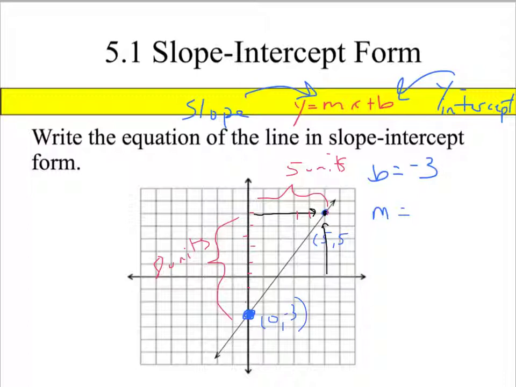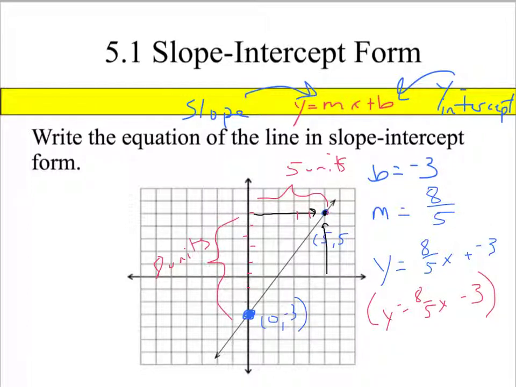So how could I write that as a fraction in the slope? Remember, rise over run, y's over x's, it would be 8 fifths. So my slope is 8 fifths. Now I can put this into slope-intercept form, y equals, again, mx plus b. My equation would be y equals 8 fifths x plus a negative 3, or y equals 8 fifths x minus 3. Either way, I'd accept both of them.